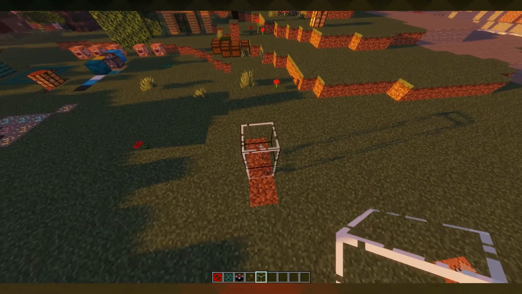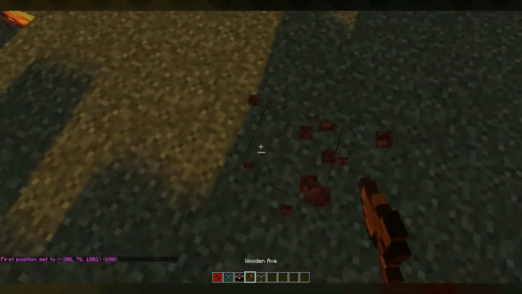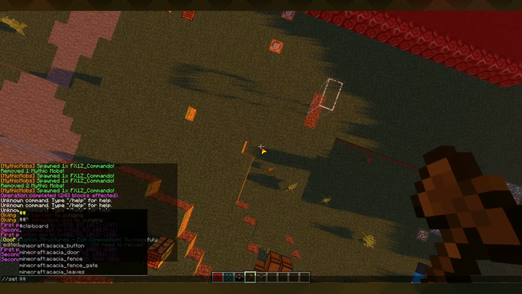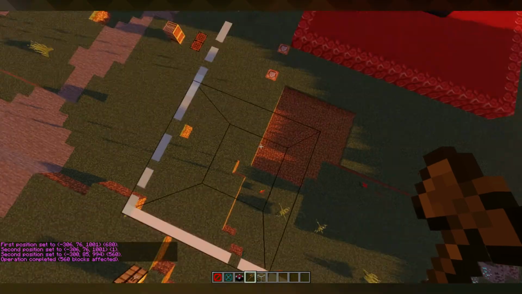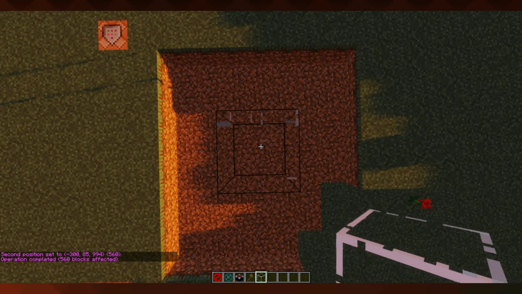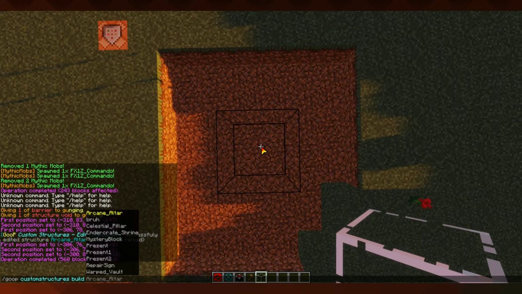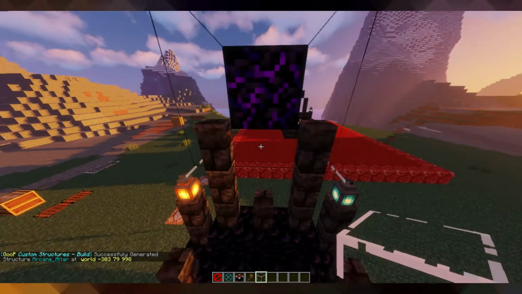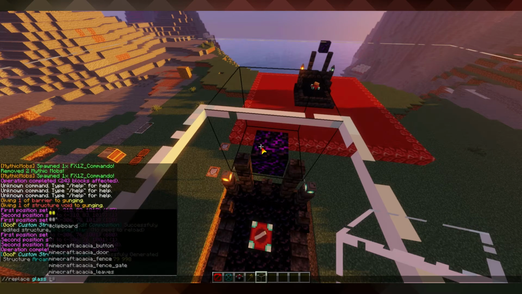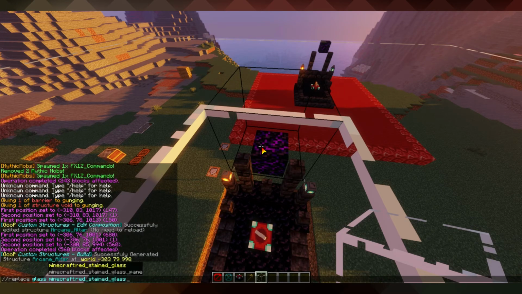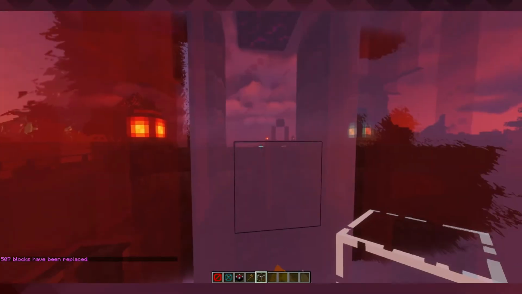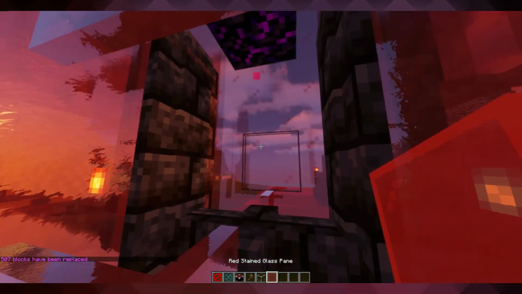Usually air is just ignored, and so players can put any block they want, but this time it will actually require air. So let me just make a huge glass box, and I'm just gonna build it. Yeah, here. So GooP CustomStructures build arcane altar, and okay, glass is not very good. Let me change it with red stained glass panes. Yeah, that's not very good either, but the thing is, this was perfectly solid.